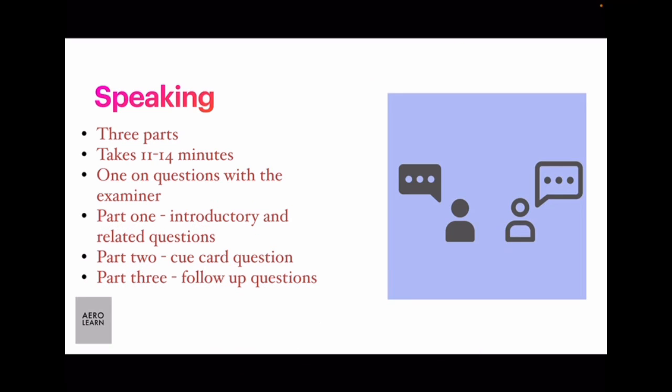So these were the 4 sections that we discussed, which are part of your IELTS exam.